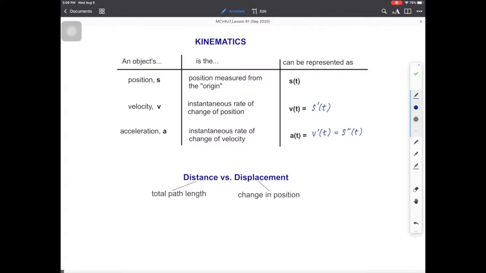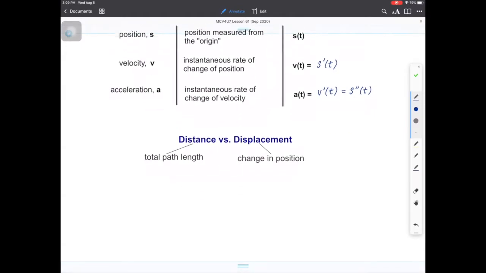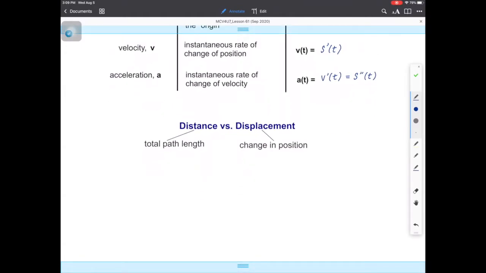Notice that there is a slight difference when we talk about distance versus displacement. So for distance, it's referring to the total path length. So if I'm going around the track 5 times, I have to multiply the distance around the track by 5. However, if I start and finish on the same spot on the track, then the change in position, or the displacement, is 0.